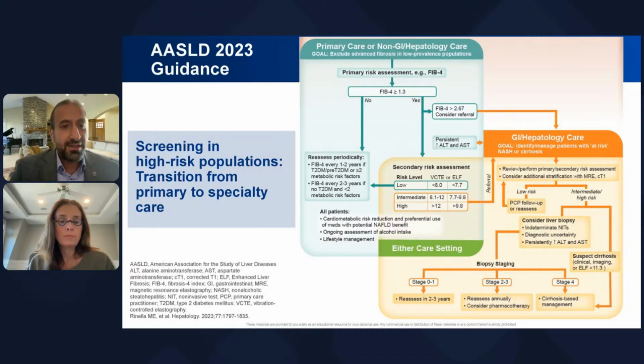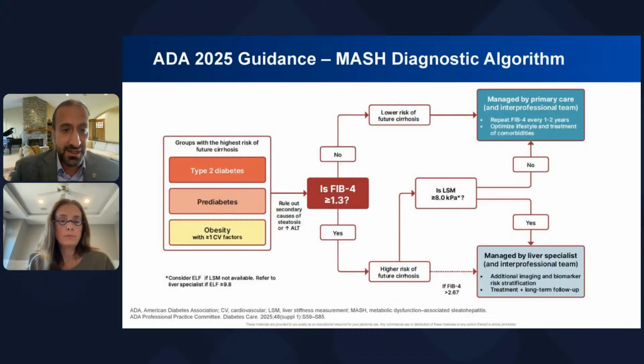The other good thing is that now we are seeing MASLD being mentioned in other societies' guidelines. The ADA recently also had an update on their guidance, and they have a MASH diagnostic algorithm. Any new insights about the ADA algorithm? I'm glad to see that it's kind of similar to the AASLD. It is, and it's also similar to the ACE guideline that preceded it in 2022.